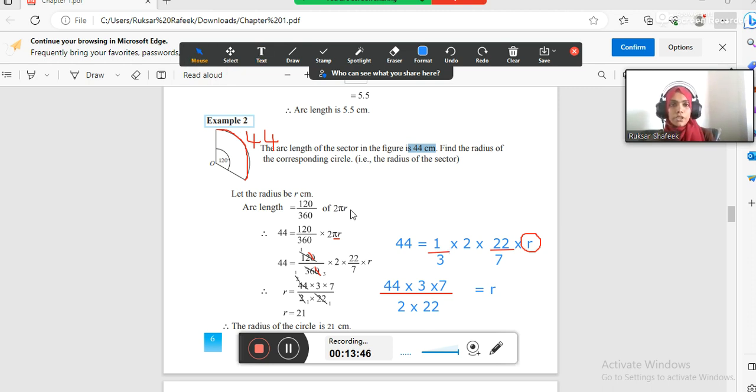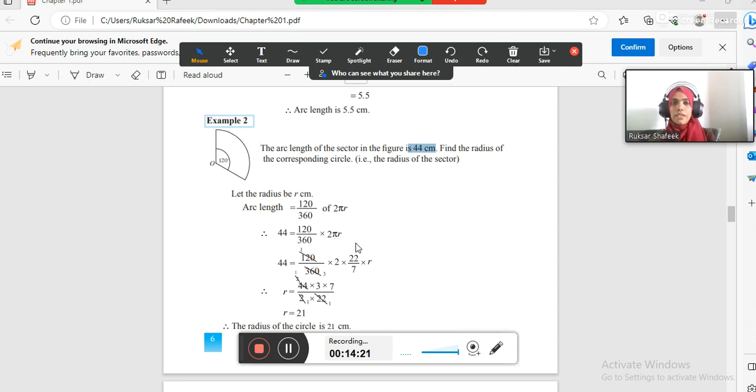So now moving to the next part, what needs to be done here is the simplification. We know 2 times 22 is 44. So basically this entire thing gets cancelled off, and 3 times 7 is 21. So that gives us the answer that r equals 21 centimeters. Either way it's equal there. So r equals 21 centimeters. That's how we find the radius of a sector when the arc length is given.